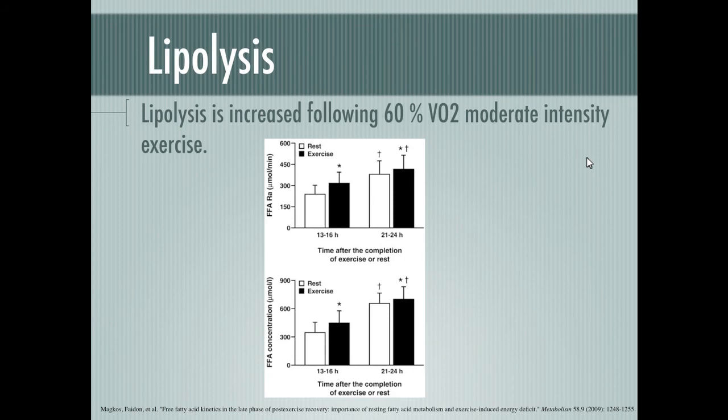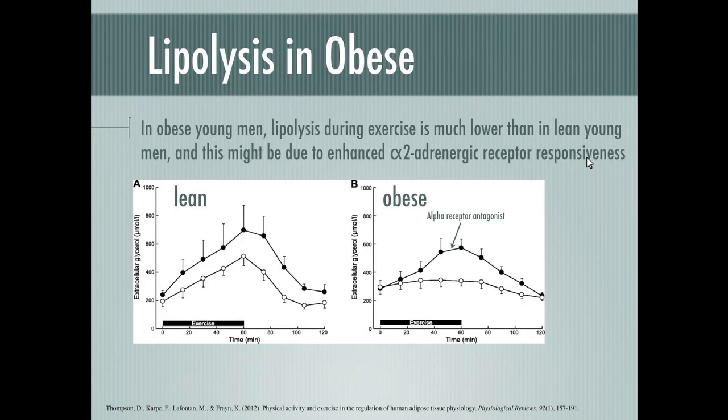This is looking at lipolysis. So we know lipolysis is increased following 60% VO2 max moderate intensity exercise. So we see here, that's rest. See here, that's exercise. Now, one thing that drives differences in the ability to metabolize fat is the sensitivity of fat tissue to your catecholamines like epinephrine and norepinephrine.